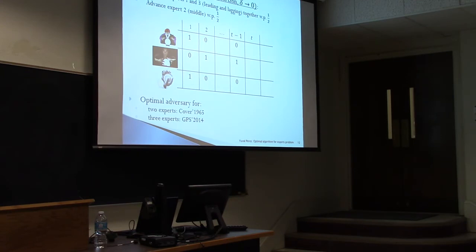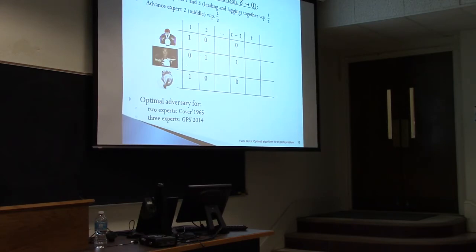Even the optimal adversary was not known until this work. And it goes as follows: with probability half, you assign the gain 1 to the first and the third expert, and with probability half just to the second. This is an optimal adversary. In this case, it's no longer unique. There are other choices, but this works.